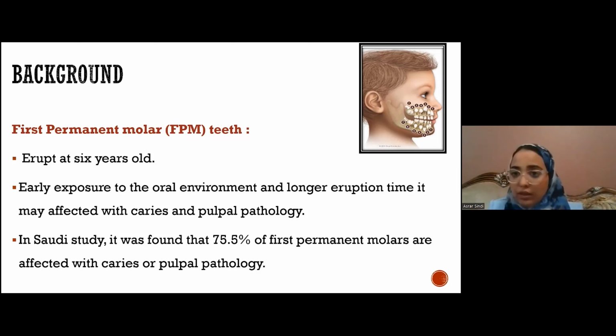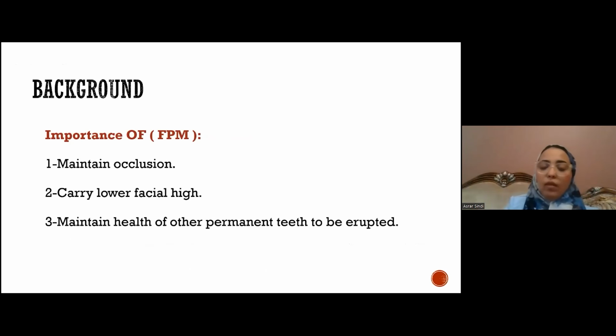In a Saudi study, we found 75.5% of first permanent molars affected with caries or even pulpal pathosis. Why is the first permanent molar important? It's important because it's the key of occlusion. It maintains our occlusion, maintains lower facial height, and maintains healthy eruption of the other permanent teeth.